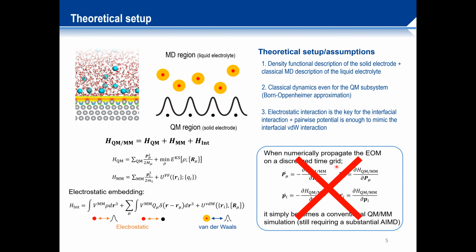But the main problem is that if we want to do such a conventional QM/MM, all the computational cost is limited by the ab initio part of the QM regime. And also in this case, it's an electrode, a metal having lots of atoms and also lots of electrons.